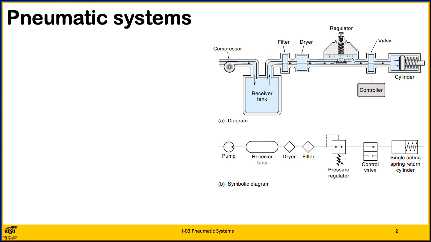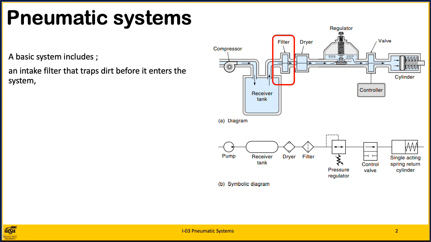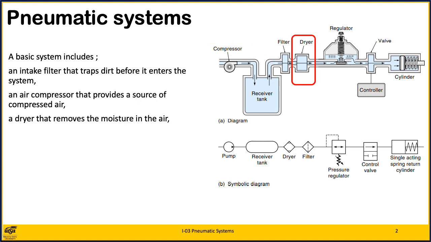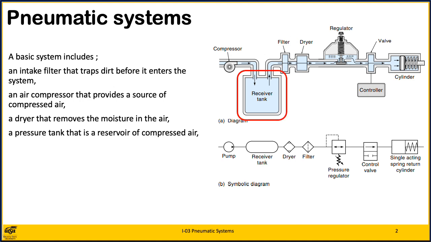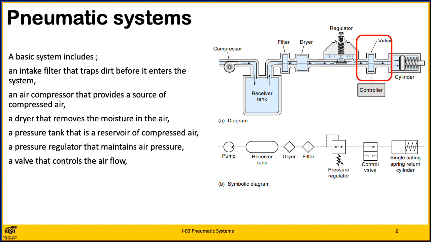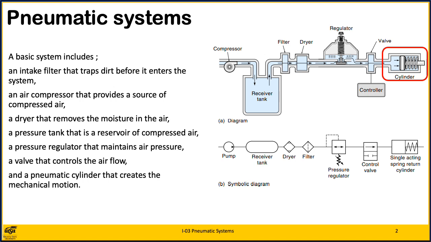As shown, the basic systems include an air intake filter that traps dirt before it enters the system, an air compressor that provides a source of compressed air, a dryer that removes moisture in the air, a pressure tank that is a reservoir of compressed air, a pressure regulator that maintains air pressure, a valve that controls air flow, and a pneumatic cylinder that creates the mechanical motion.